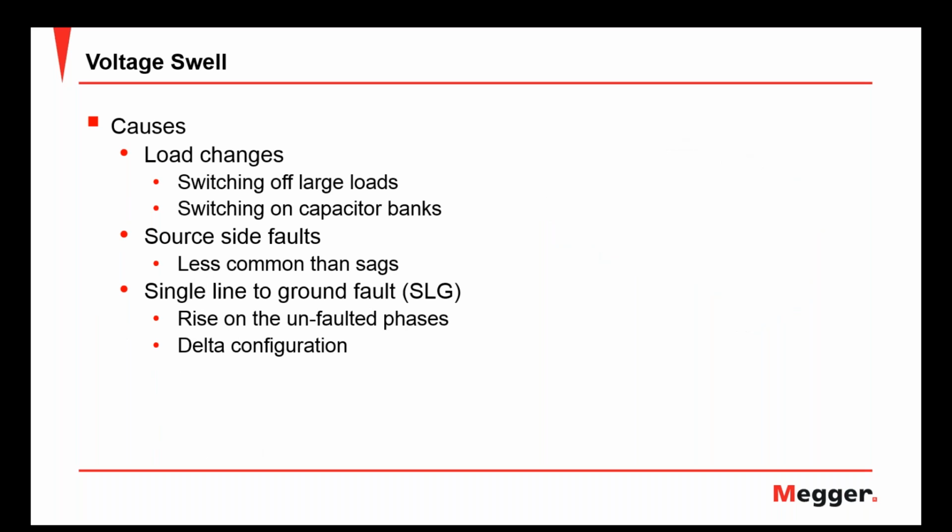So what causes voltage swells? Again, these are pretty much load changes, switching off of large loads, switching on of cap banks, and again, the source side faults. And again, these are much less common than sags. Sags are the most common problem we'll see in power quality. Swells are rarer than them. But again, a single line to ground fault on a delta, keep in mind, when that one phase goes down, the other phases go up. So this will create a swell until the protection equipment kicks in.